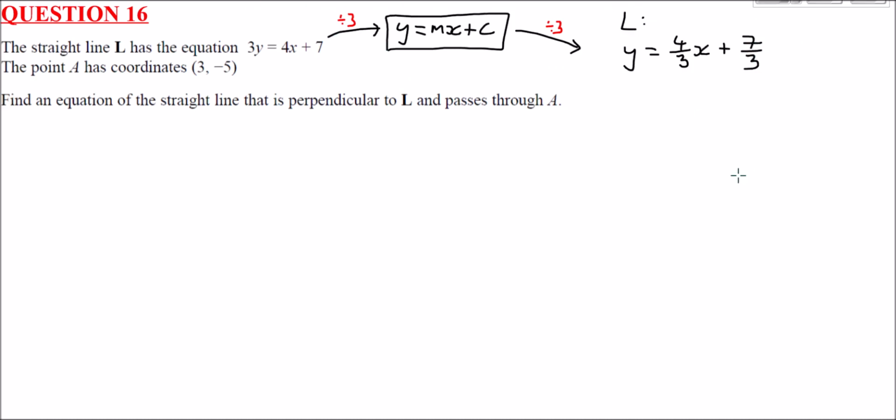So optionally now, it doesn't really matter if you do this or not, but sometimes I think a sketch makes things a bit nicer to see. I'm going to just sketch in line L. So line L, it's got a positive gradient, and it cuts the y-axis at 7/3. So without making it too accurate a sketch, just to get the idea, I'm going to sketch on line L, a positive gradient, cutting the y-axis up here somewhere. It's going to do something like this. Okay, so that's line L.